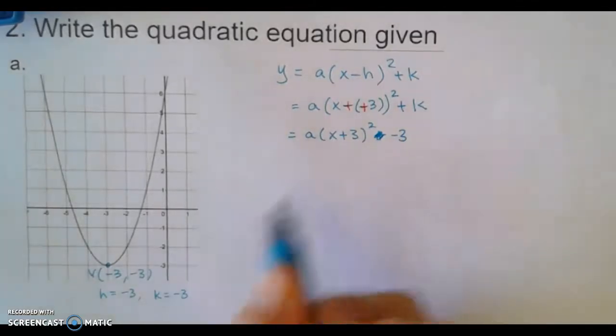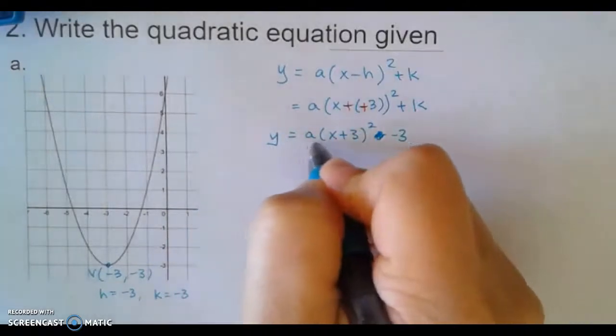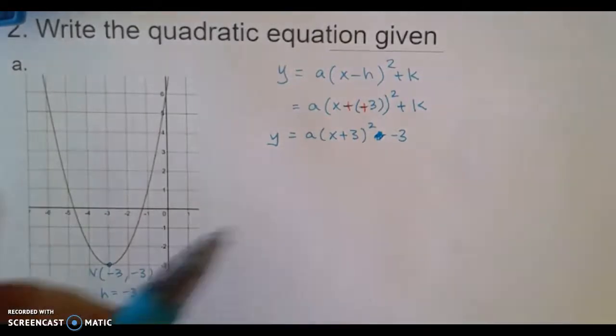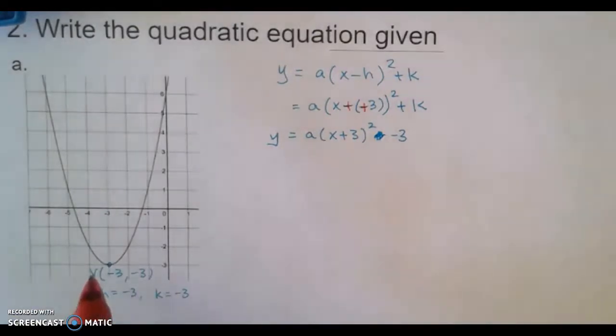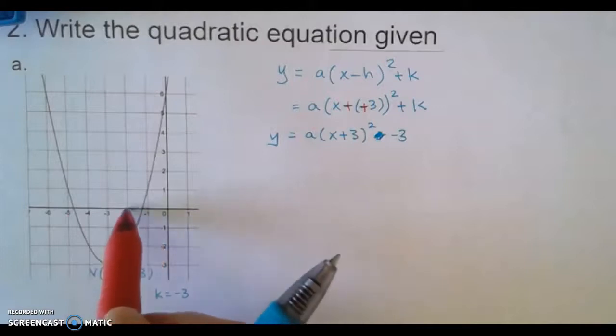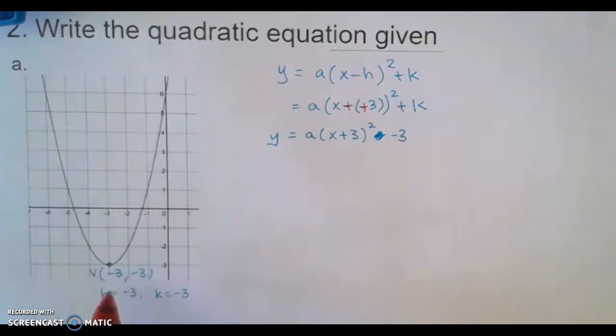Alright, now we have the basic form of the quadratic equation, but we do not know what the a value is. So we need to figure that out. And how do we do that? Well, you can use any of the points that you know clearly from the graph. Looking at this, can I use x-intercepts? It's kind of in between -1 and -2, -4 and -5. So these would not be good points to use.